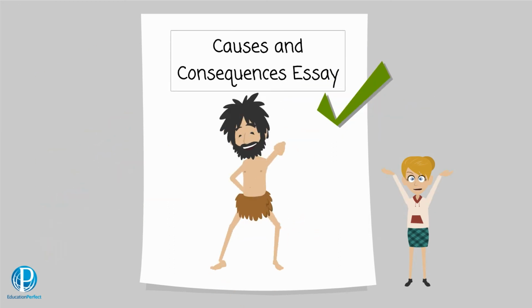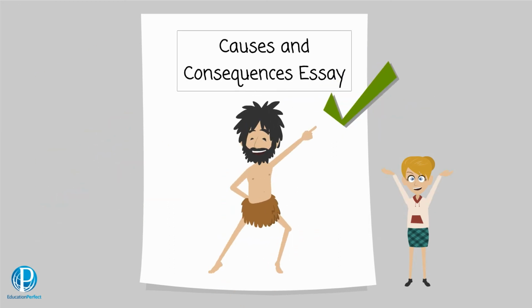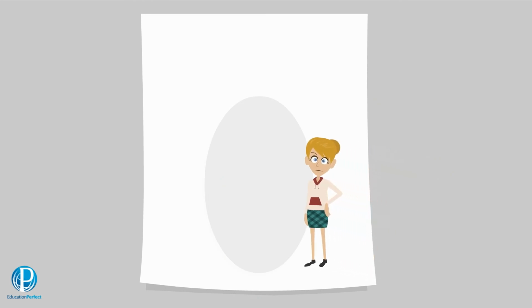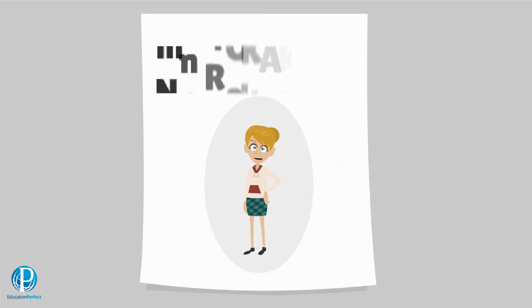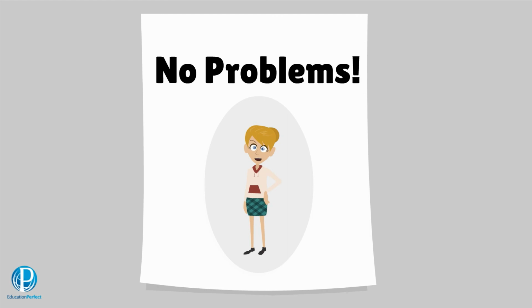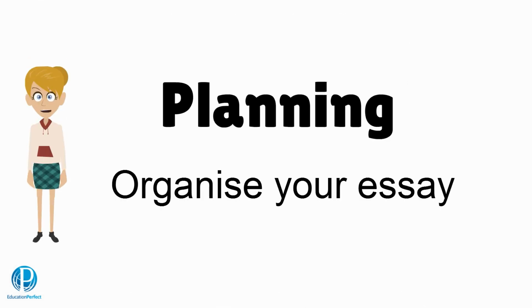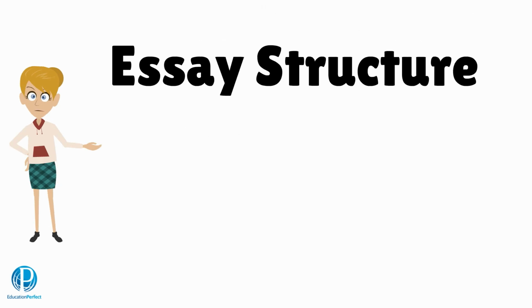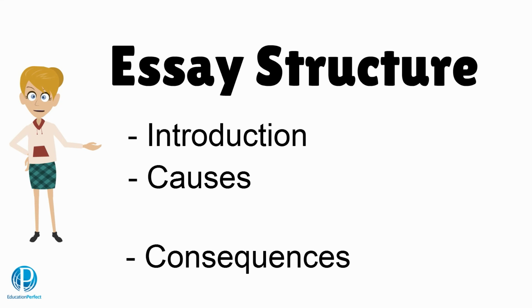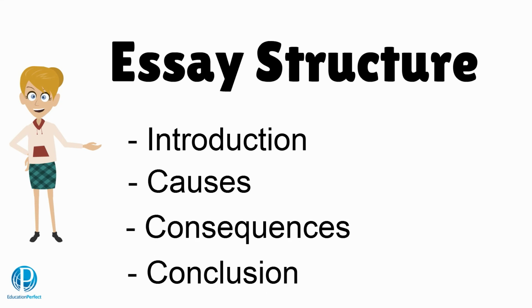And that's it! You've completed your causes and consequences essay. If you remember this simple structure and technique, you'll have no problems in your final exams. So let's summarise how to write a Year 11 history essay. Point 1. Plan. Planning gives you a chance to organise the causes and consequences you're going to write about. Essay structure. Your essay will have an introduction, followed by causes, followed by consequences, and then a conclusion.